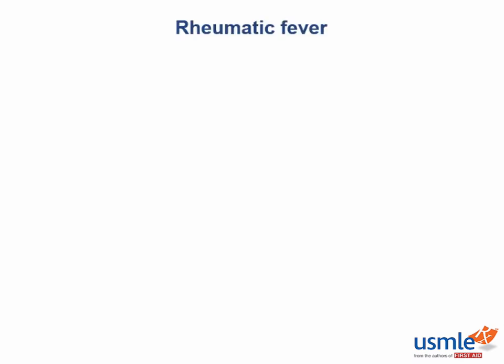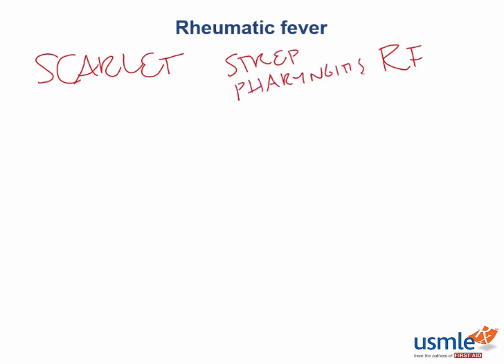Rheumatic fever is a traditional favorite that usually shows up in some way on Step 1 because it combines immunology, micro, and pathology. Before we even start, let's take a second to make some things clear. There is a big difference between scarlet fever and rheumatic fever, but both can be a potential consequence of streptococcal pharyngitis. So scarlet fever is named scarlet fever because these patients turn scarlet red, like the color of my pen ink.